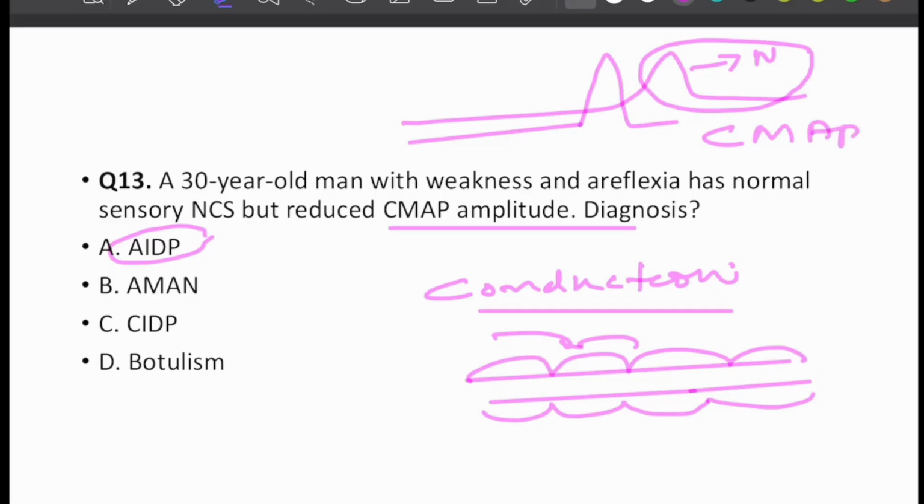So here a patient has weakness, areflexia, normal NCS, but reduced CMAP. The compound muscle action potential depends upon the axons. So this indicates an axonopathy. So the answer will be AMAN. Hope this point is clear.